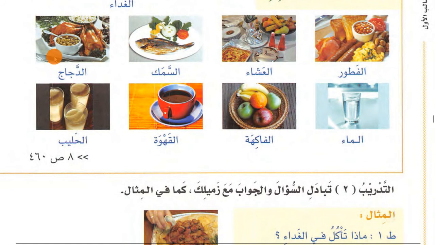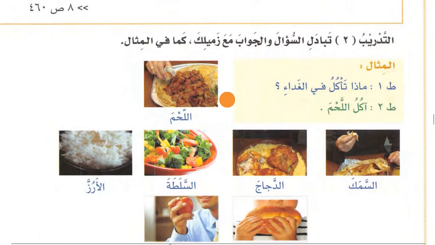Ayna ad-dajaj, where is the chicken? Ad-dajaju ala al-ma'ida. The chicken is on the dining sheet. In this way, you will do it without looking at the example. You need to hide the example first, and then you will do it.